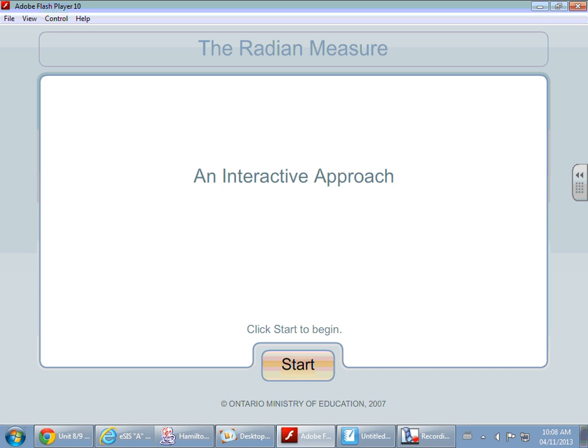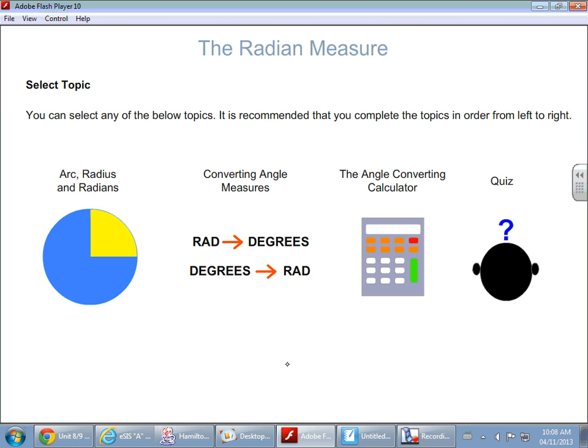Today we're going to learn a second way of measuring angle sizes. So again, this is your D12. You can look at this as a quiz if you want to quiz yourself after. But the first thing we're going to do is talk about the relationship between arc length, the radius, and the number of radians.